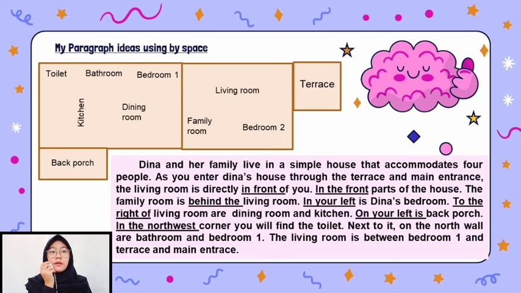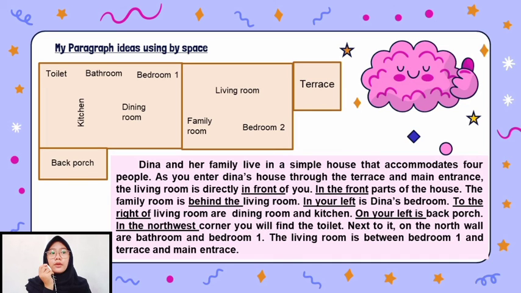Dina and her family live in a simple house that accommodates 4 people. As you enter Dina's house through the terrace and main entrance, the living room is directly in front of you, in the front part of the house. The family room is behind the living room. On your left is Dina's bedroom.